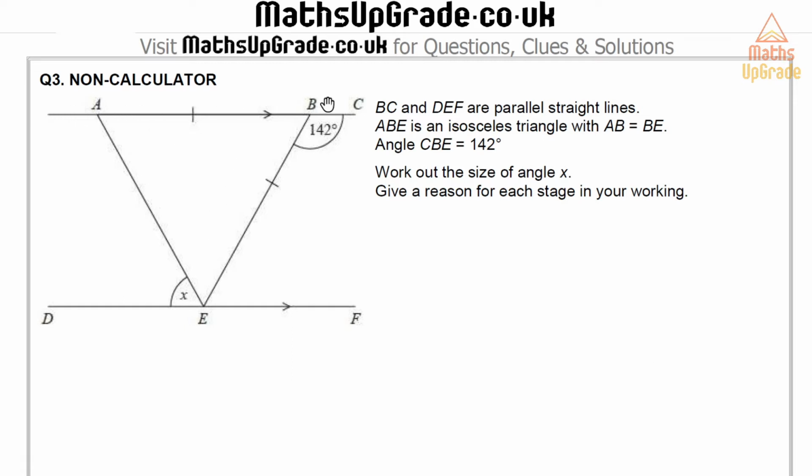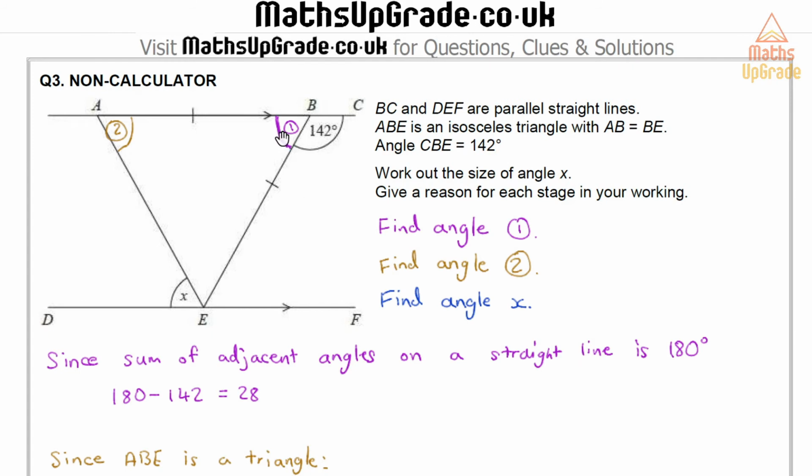Work out the size of this angle, giving a reason for each stage of your working. Well, because this is parallel to this, I'm going to first start by working out this angle here, then find this angle here, and then use that to find angle X. This is how I'm going to do it. First of all, because this is a straight line, I know that this angle here, angle ABE, that I've labeled as angle 1, is going to be 28 degrees, since 28 add 142 gives 180. So that's angle 1.